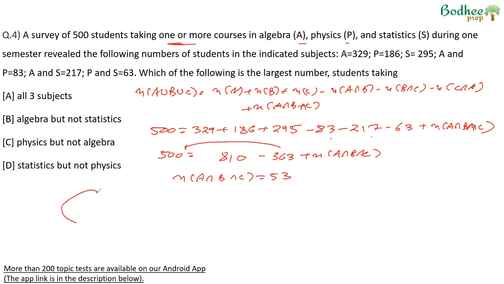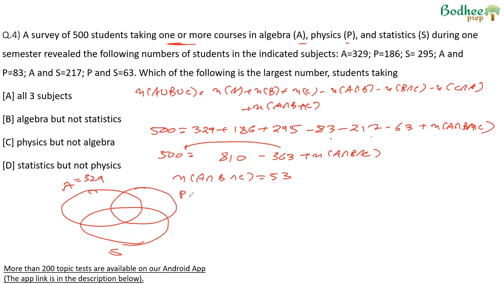Now if we draw the Venn diagram, this is algebra, physics, statistics. Number of algebra is A, 329. Number of physics is 186. Number of statistics is 295 total. All three is 53 that we calculated. Now, A and P is 83. Out of this, 53 is already here, so this will be 30. A and S is 217. 217 minus 53 will be 164. We get 164 here.